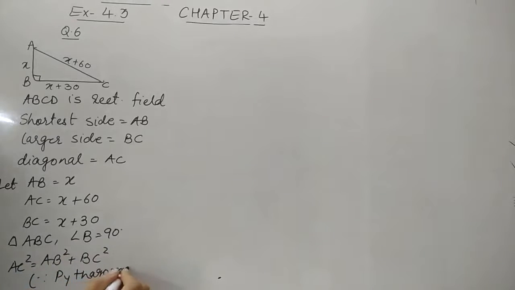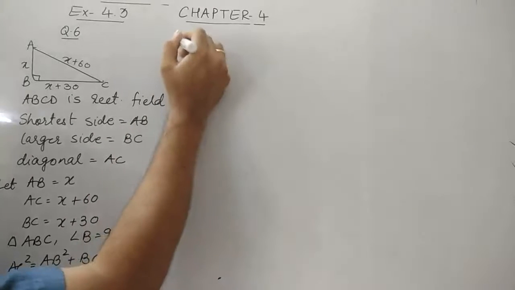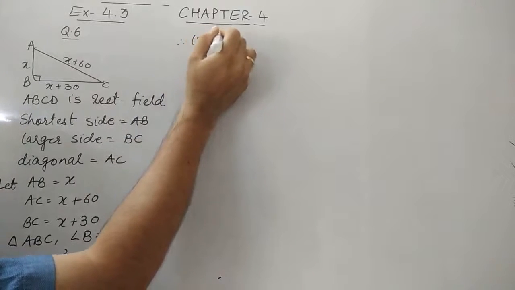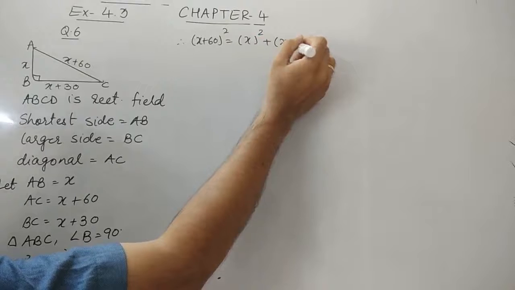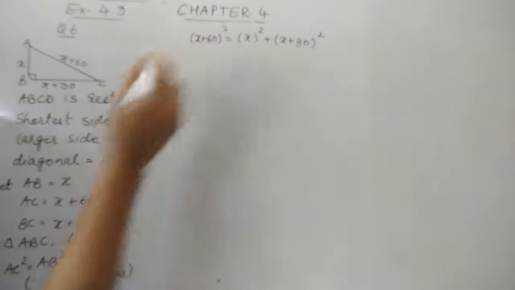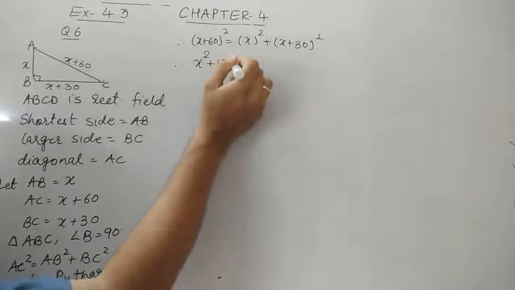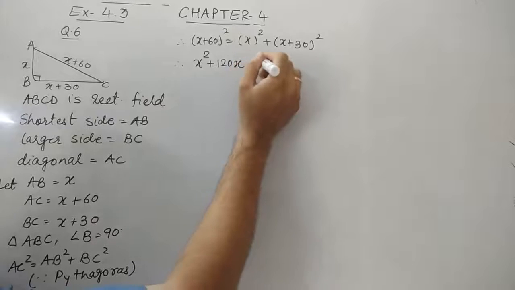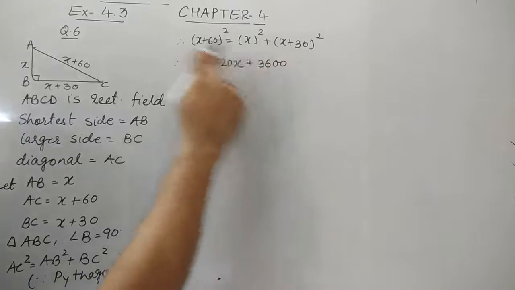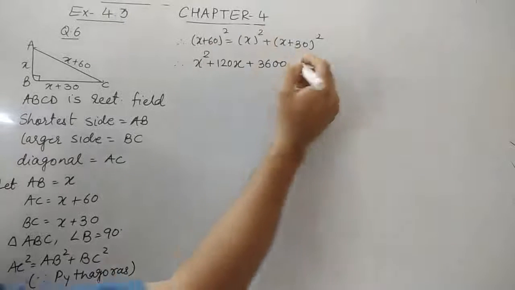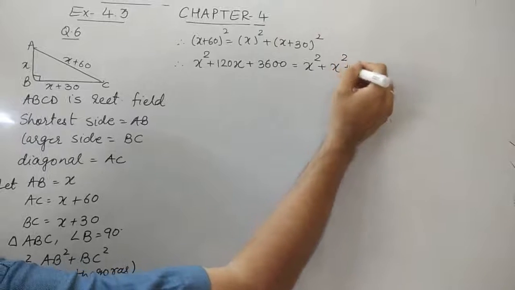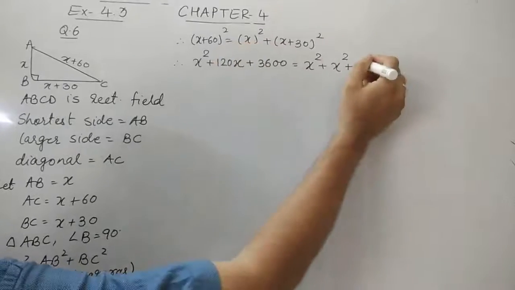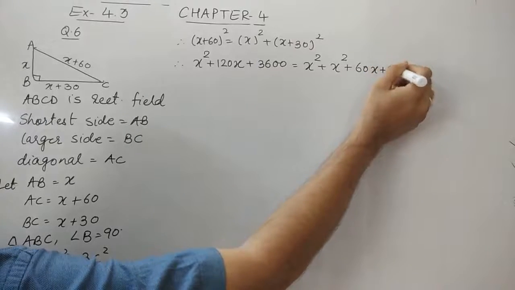Now let us substitute the values. AC, that is x plus 60, the whole square, equals AB, that is x, square, plus BC, x plus 30, the whole square. Let us do the expansion using a square plus 2ab plus b square. A square, plus 2ab, that is 120x, and b square, 3600. This is the expansion of (x plus 60) square, equals x square. Again there are two terms, so square of first plus 2 times first into second, the same method: 2 times 30 is 60x, plus square of 30 is 900.